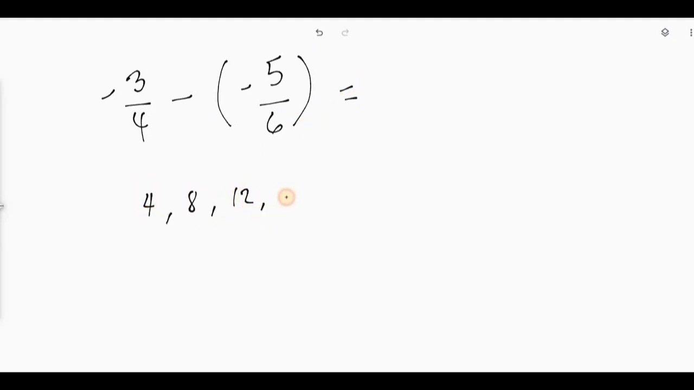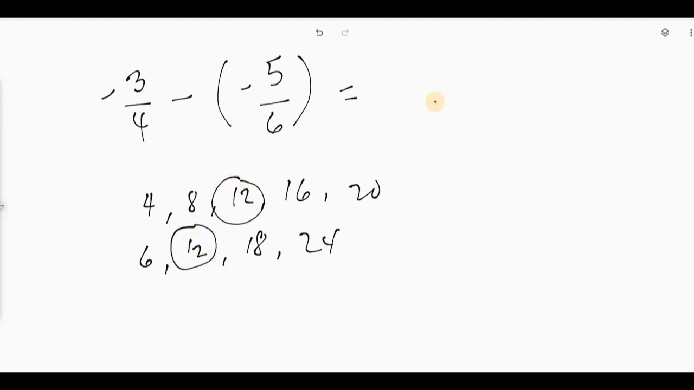Okay? So, example, we have negative 3/4 minus negative 5/6. Naman natin ng integers. Okay, so skip counting ulit tayo. We have 4, 8, 12, 16, 20. Sa 6 ay 6, 12, 18, 24. So, pinakamaliit na number na common is 12. So, our denominator, LCD, is 12.